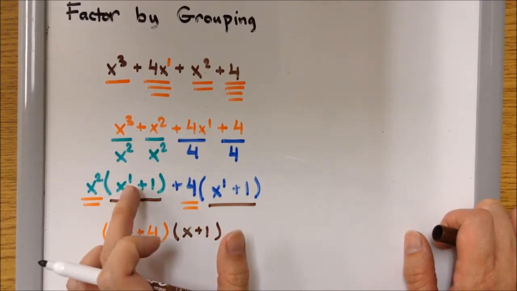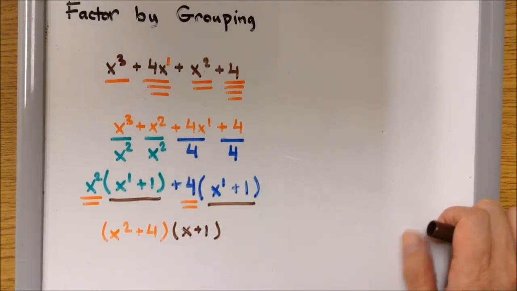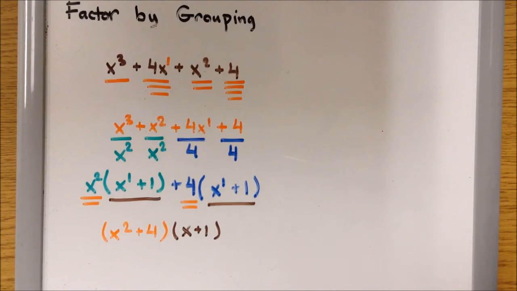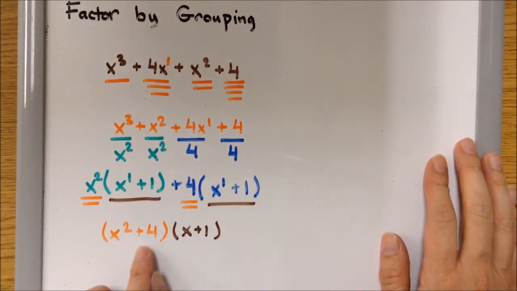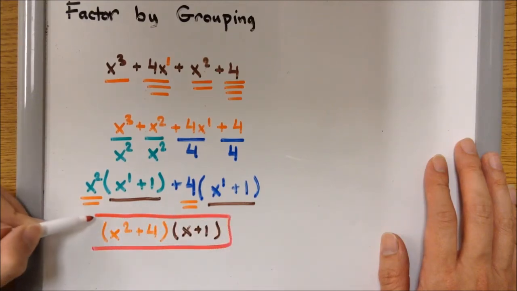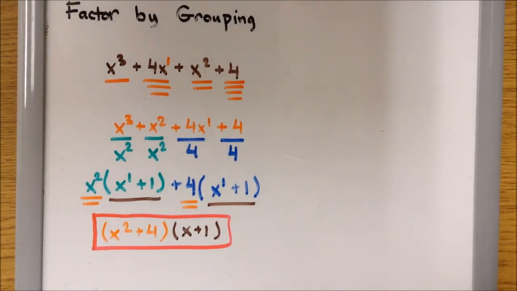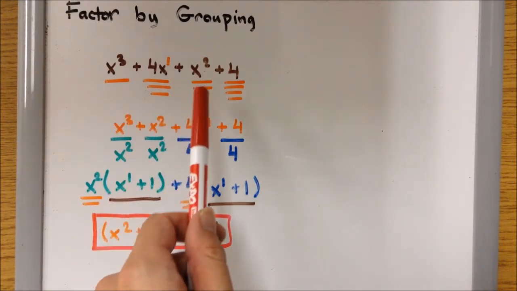Now, since it's to the power of 1, I just wrote x with an invisible 1 power. If you put the 1, that's okay, it's still correct. But if you don't, then it just means an invisible 1 as the exponent. And our final answer is x squared plus 4 times x plus 1. So those are our factors for x to the third plus 4x plus x squared plus 4.